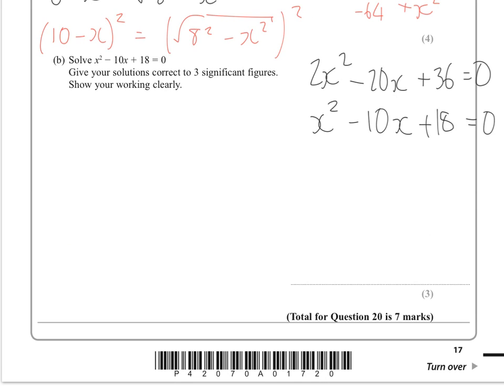Part B, solve the quadratic, give your solutions correct to 3 significant figures. Well, the easiest way to do this is to first specify the a, b and c value, and either put it into the quadratic formula or into your calculators. I suggest putting it into your calculators is easier.